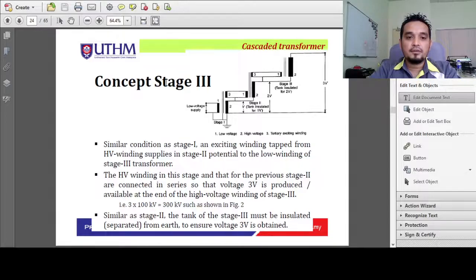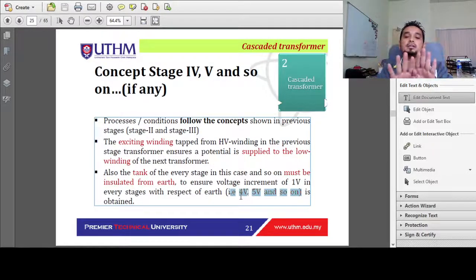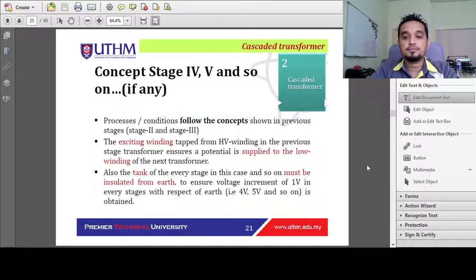The concept for stage 3 is similar to the one in stage 2, and so on and so forth. What is most important is to introduce the cascaded transformer, in which the series connection lets us generate 4 times the output of the single voltage, 5 times the output, 6 times the output. So we can achieve a relatively higher voltage level by combining single stage transformers. That is what a cascaded transformer is. This is how we generate the high voltage.